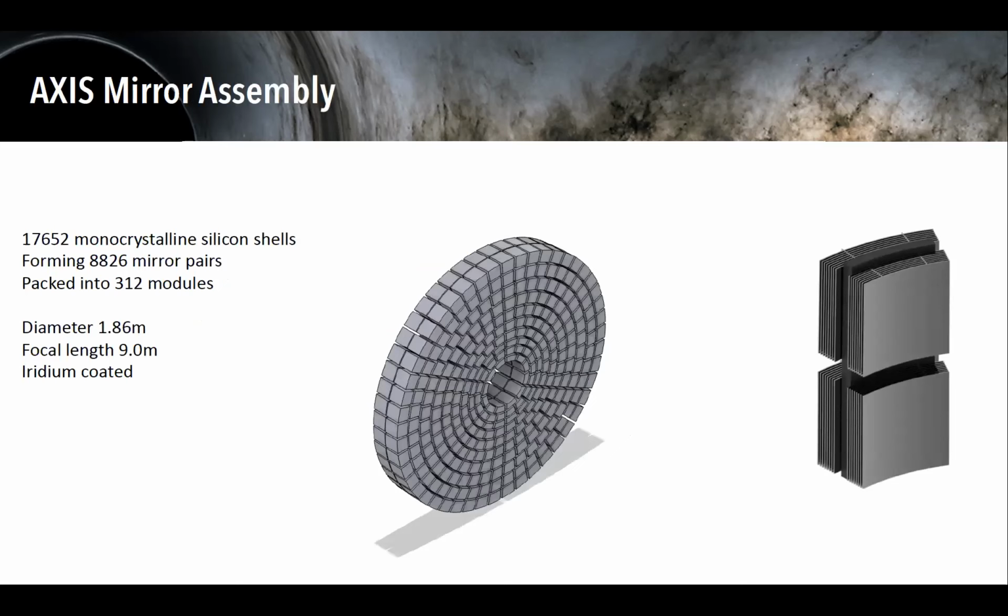Okay, a critical piece of our system is the Axis mirror assembly. It will be the most beautiful X-ray mirror ever built. At the heart of that is this monocrystalline silicon technology. So we have these monocrystalline silicon shells that are carved out and polished, coated with iridium, stacked up into these modules, these sort of bricks, and then we have 300 and something, or 312 of these modules that will fill out our array. So this whole thing is a little under 2 meters in diameter.